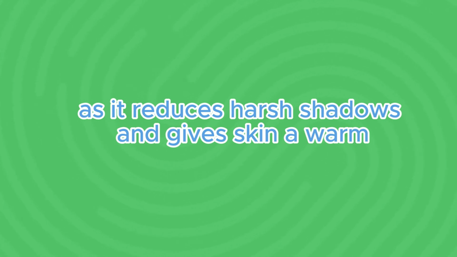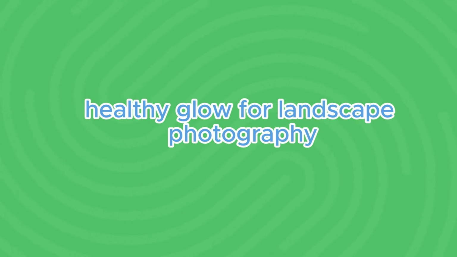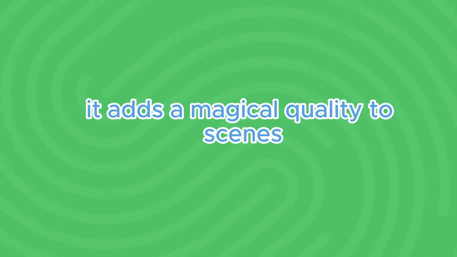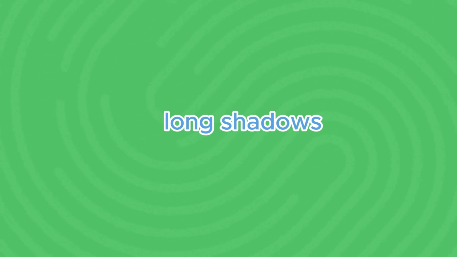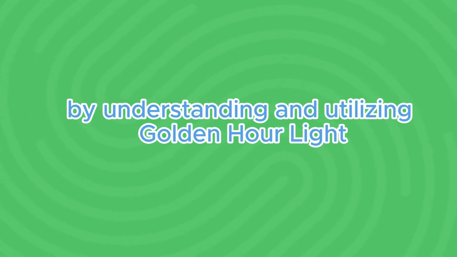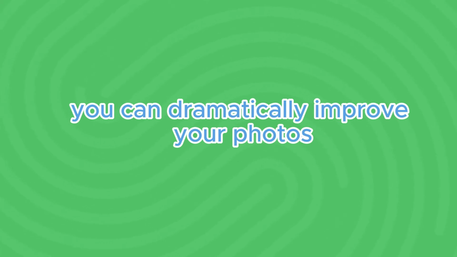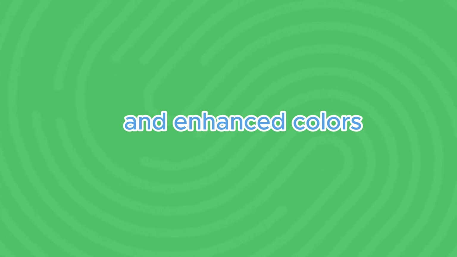It's particularly flattering for portraits, as it reduces harsh shadows and gives skin a warm, healthy glow. For landscape photography, it adds a magical quality to scenes, enhancing colors and creating beautiful, long shadows. By understanding and utilizing golden hour light, you can dramatically improve your photos. The warm tones, soft shadows, and enhanced colors will give your images a professional and captivating look.